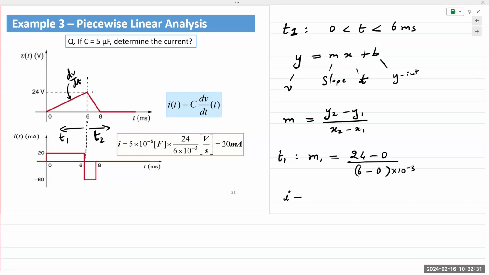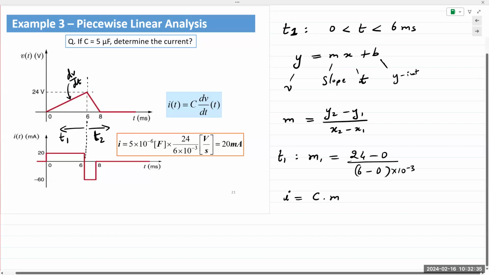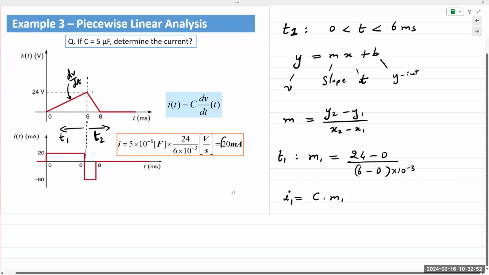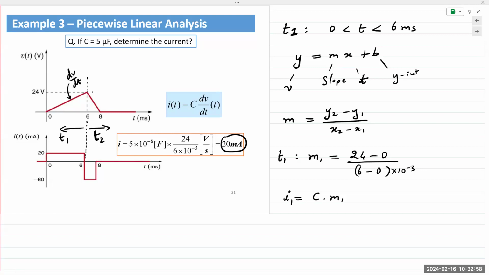And then I, the capacitor current, would simply be given by C times M1. I'll call that I1 because we are in time period 1. So C times M1, simply plug in the value, and I obtain this answer. You solve that, and you obtain 20 milliamps. Okay, 20 milliamps.